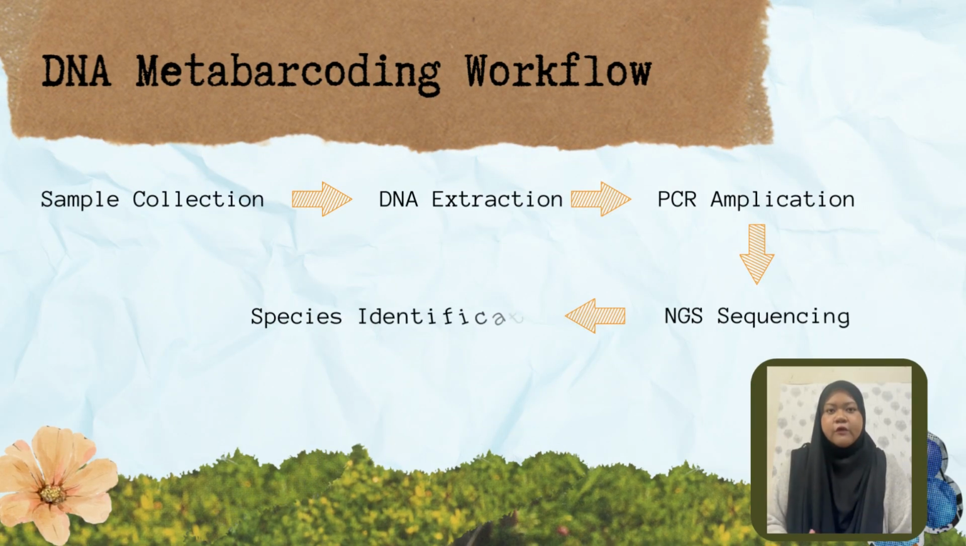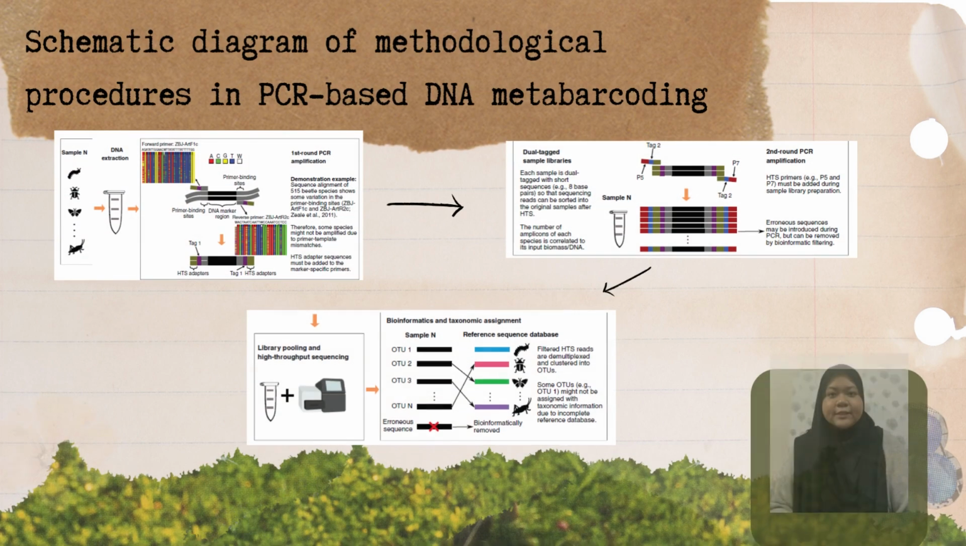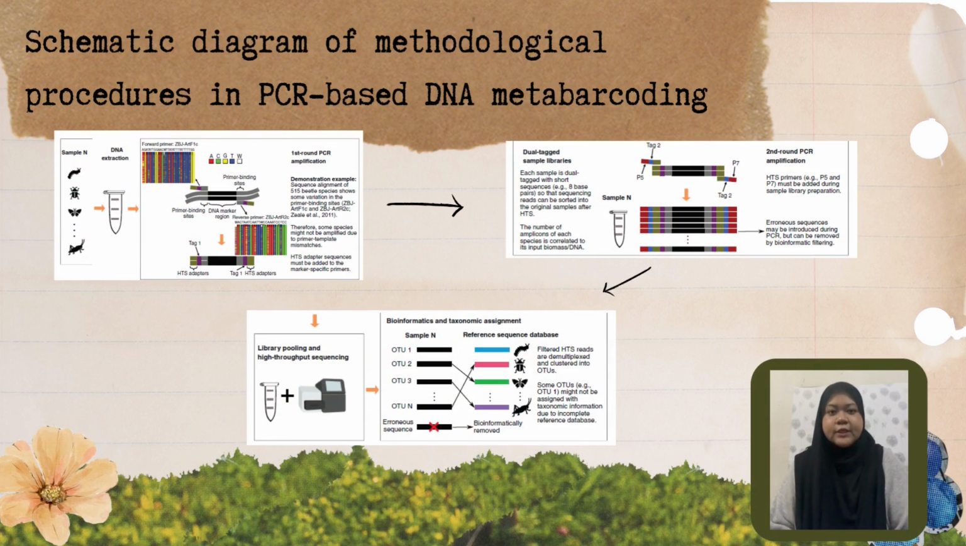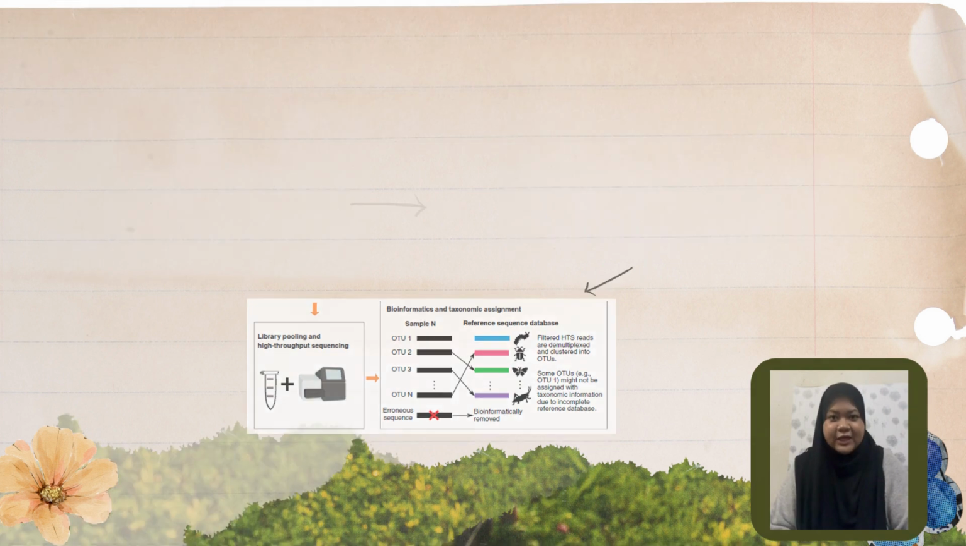The workflow of DNA metabarcoding begins with sample collection followed by DNA extraction. The target gene is then amplified using PCR and sequenced using next-generation sequencing. Finally, bioinformatics analysis is performed to generate a list of insect species present in the sample. This is an example of the workflow procedure in PCR-based DNA metabarcoding, from sample collection until species identification.